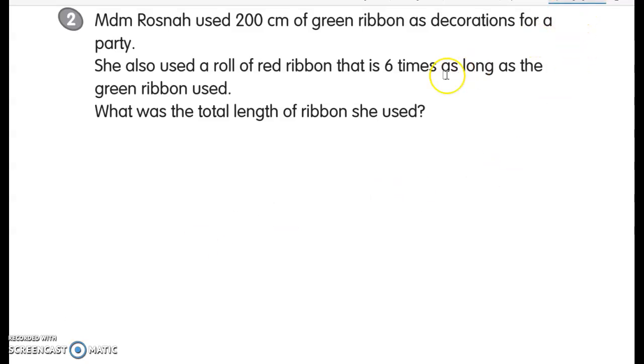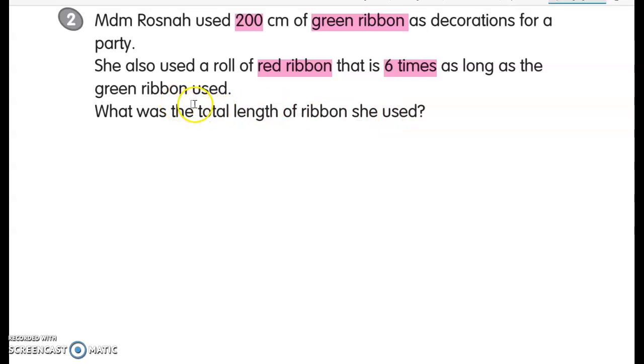So let's highlight the keyword to help us understand first. So we know that there are 2 types of ribbon. One is the green ribbon and the other is the red ribbon. Okay, so do we know the length of the green ribbon? We do. It is 200 cm. Okay, do we know the length of the red ribbon? We do not know yet, but we know it is 6 times as long as the green ribbon.